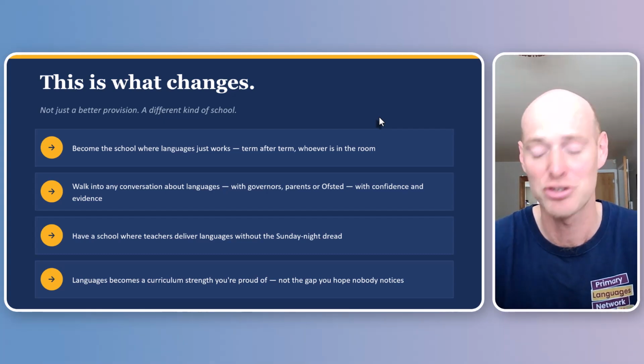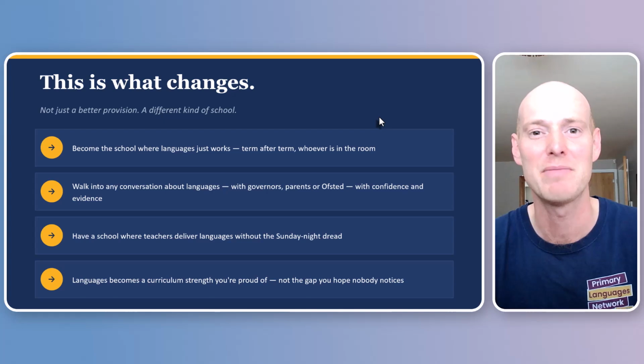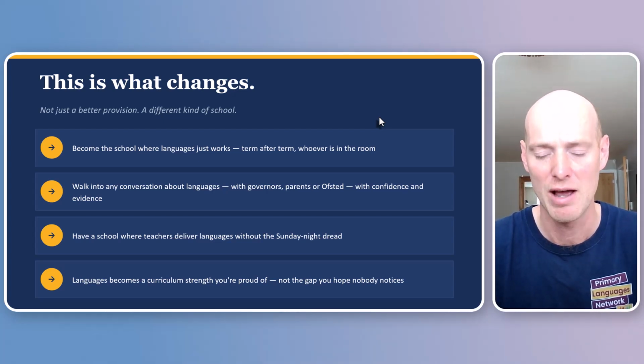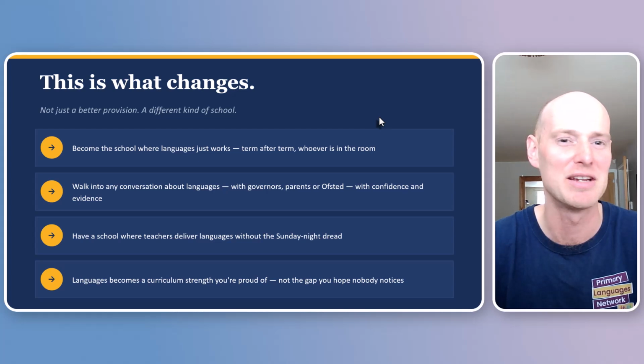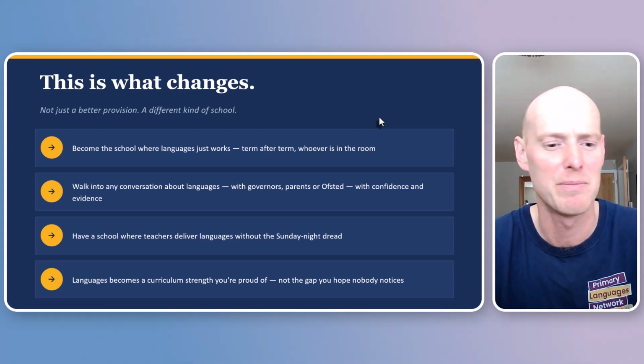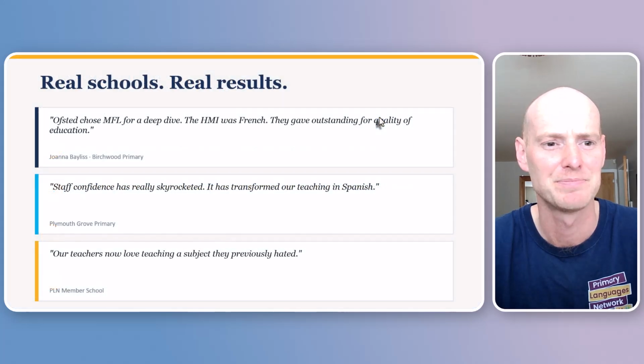And languages becomes a strength you're proud of. Imagine that. Imagine actually having Spanish or French being that strength, that true strength. And it's not the gap that you hope nobody notices when they come and observe and chat and they boast about their languages and you can't say anything back.